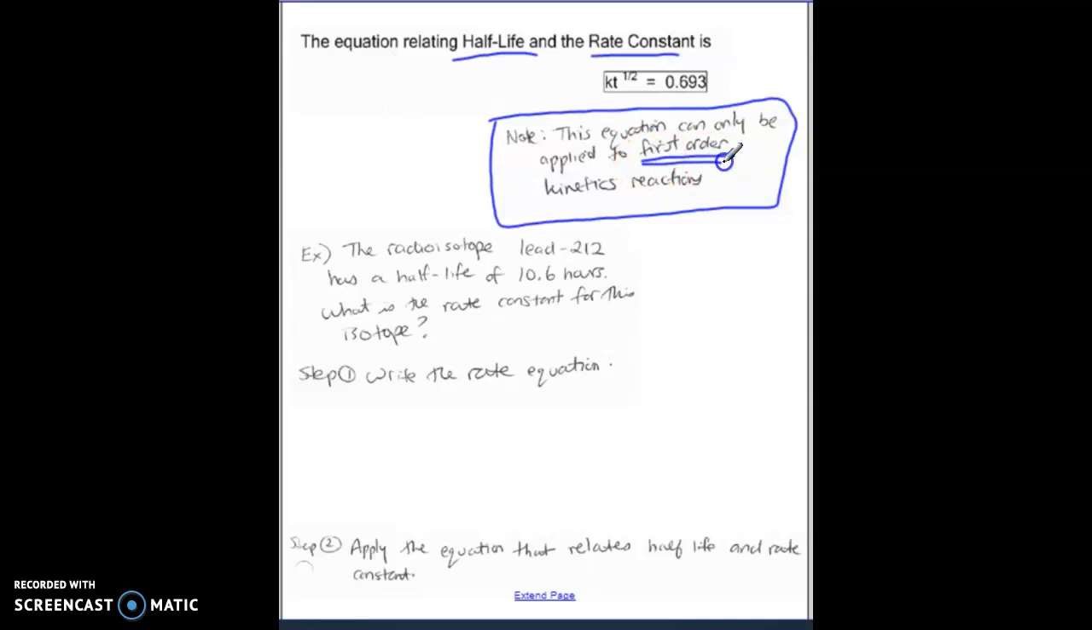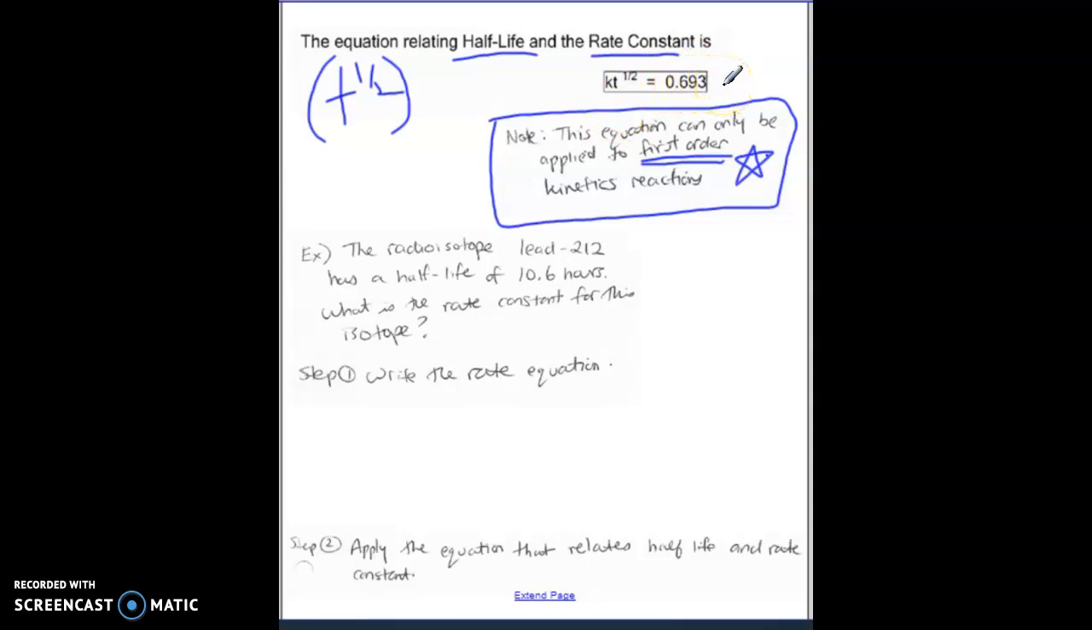It's important that this is only applicable to first order reactions, which is why we can apply it to nuclear reactions. Keep in mind, this is another error that I see. This T half-life, or T to the exponent half, is not an exponent. This is just the symbol for half-life. So it's just K times the half-life is equal to 0.693.